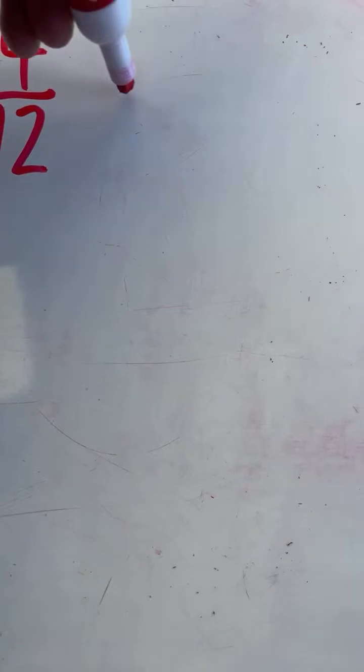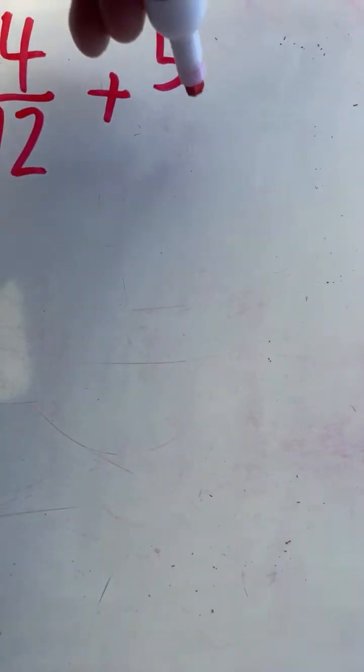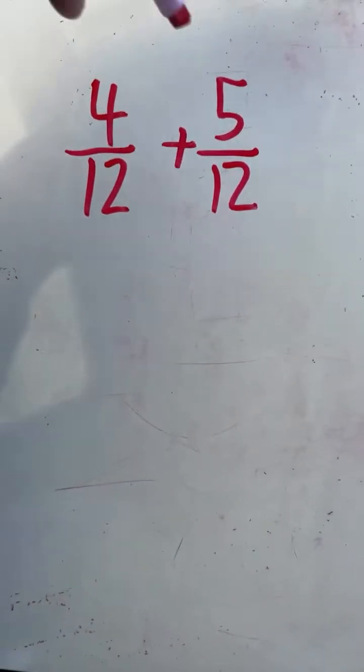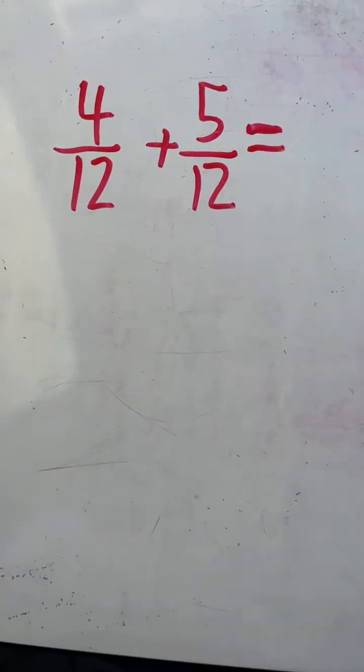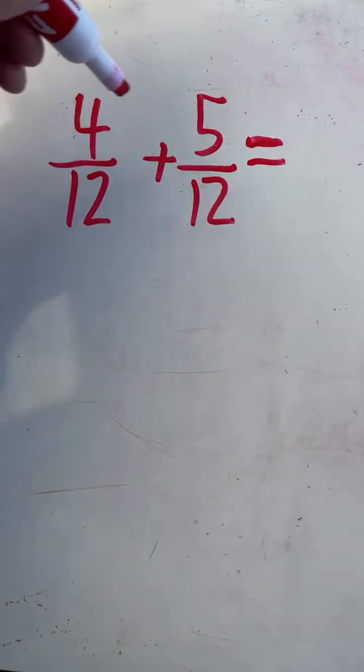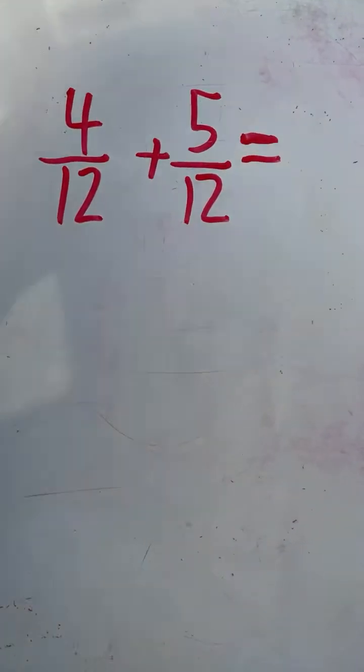All right, 4 12ths plus 5 12ths. So step 1, we add our numerators. What is 4 plus 5? 4 plus 5 equals 9.